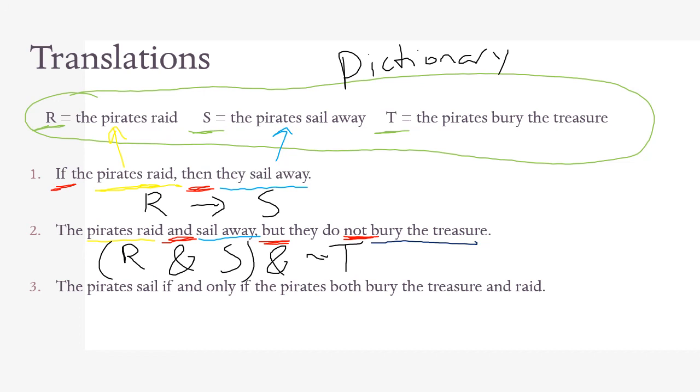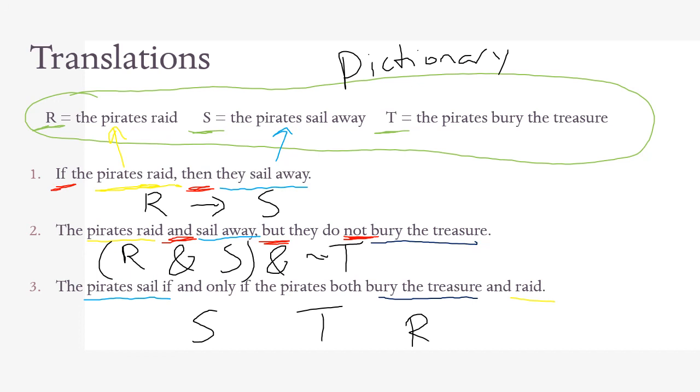Let's see. Pirates sail away if and only if the pirates both bury the treasure and raid. Let's use yellow. So again, we have all three letters. This is usually a step-by-step process. If you haven't recognized, this is how I typically do it. I find what my letters are. I have my S, I have my T, I have my R.